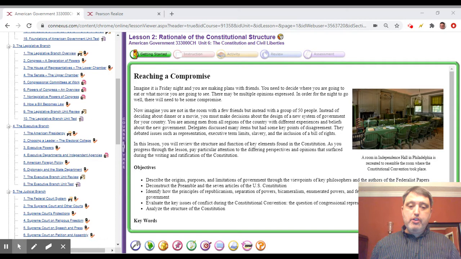So in this lesson, we're going to talk about what came out of that compromise, which is the Constitution. And we're talking about how that Constitution is structured, and kind of how it's organized. All right, so let's get started.